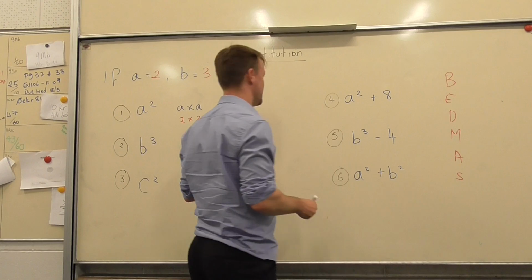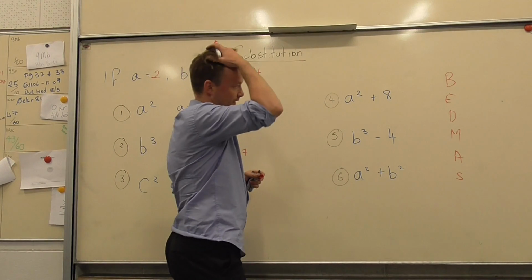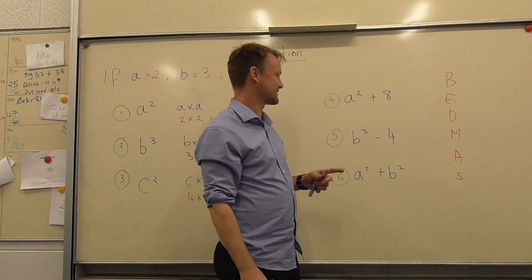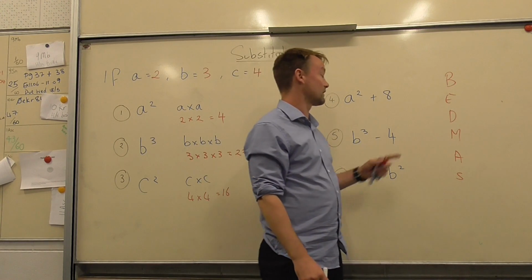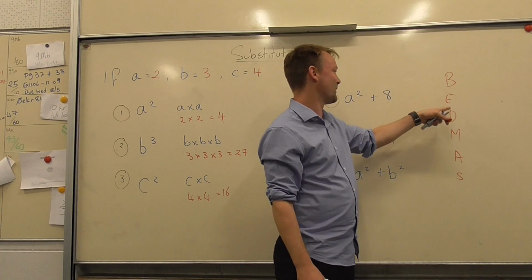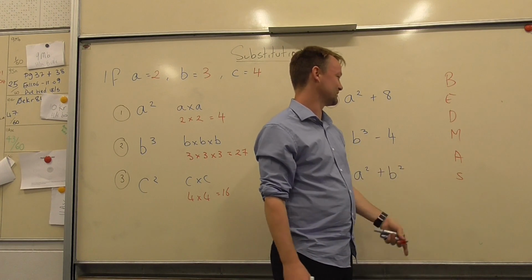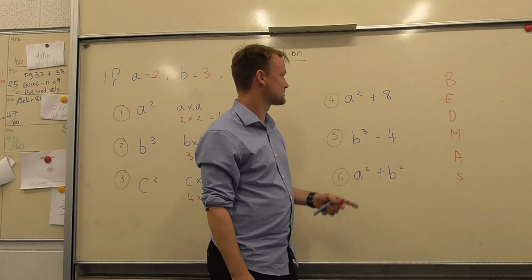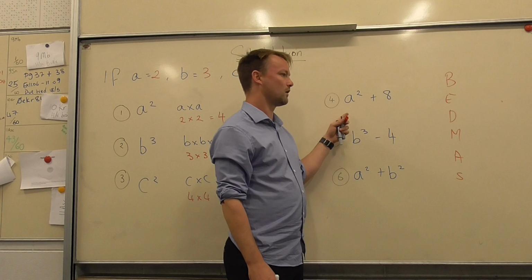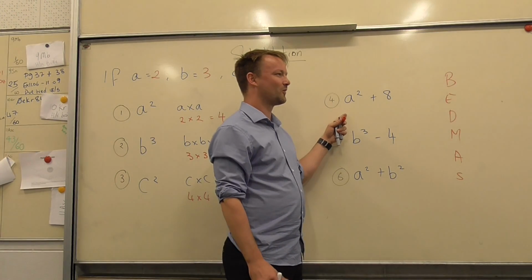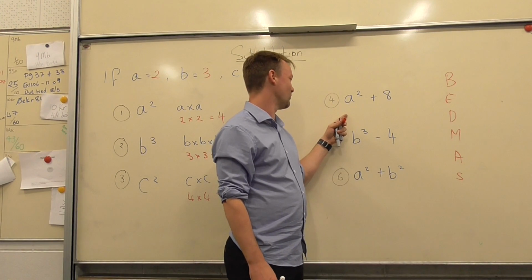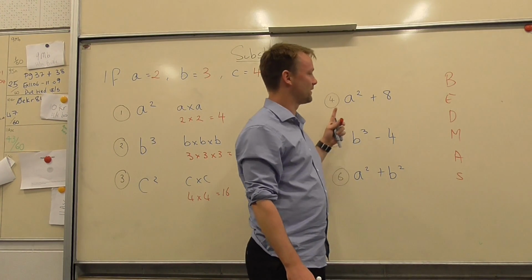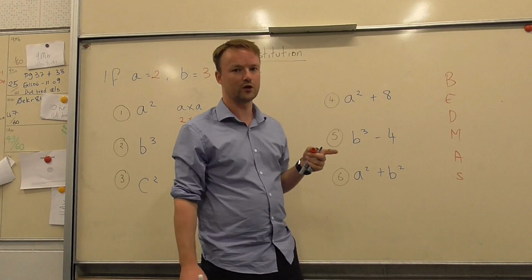Over here, this is A squared plus 8, and you'll notice next to these ones what I've written is BEDMAS: brackets, exponents, division, multiplication, addition and subtraction. Because there's more than one operation involved here, we have to use BEDMAS to work out which one we're going to do first.